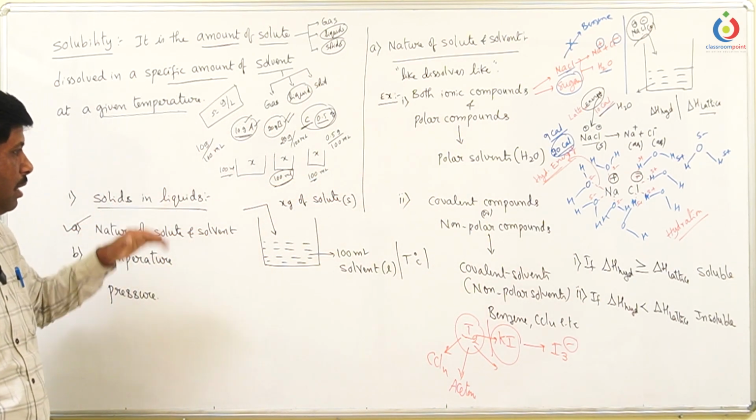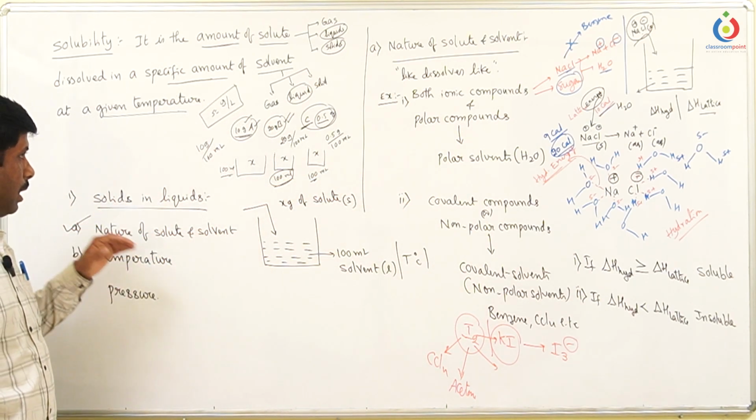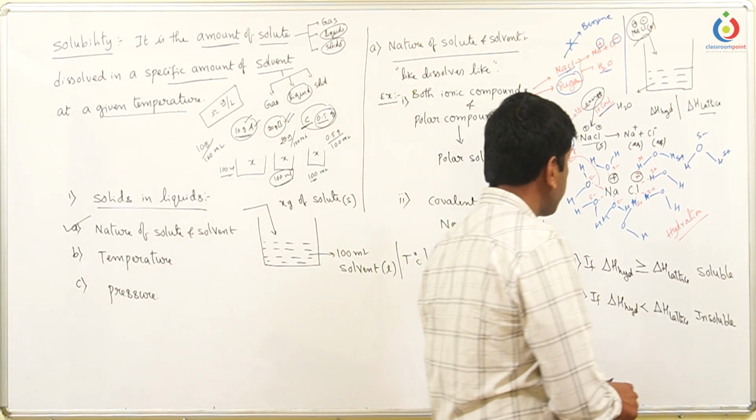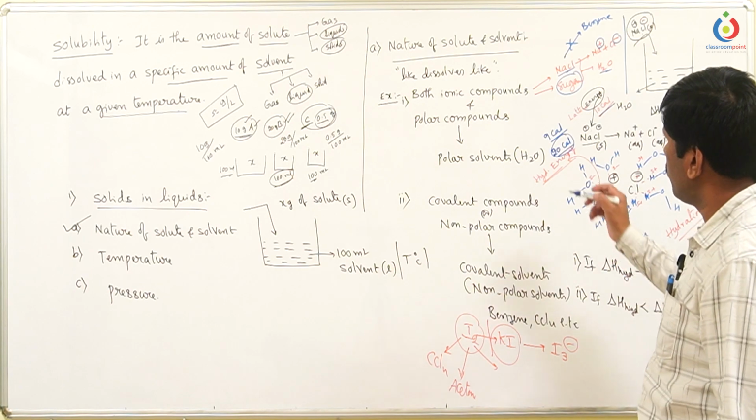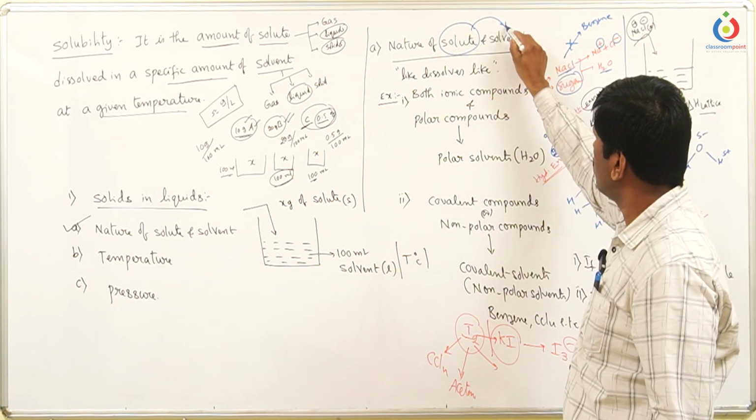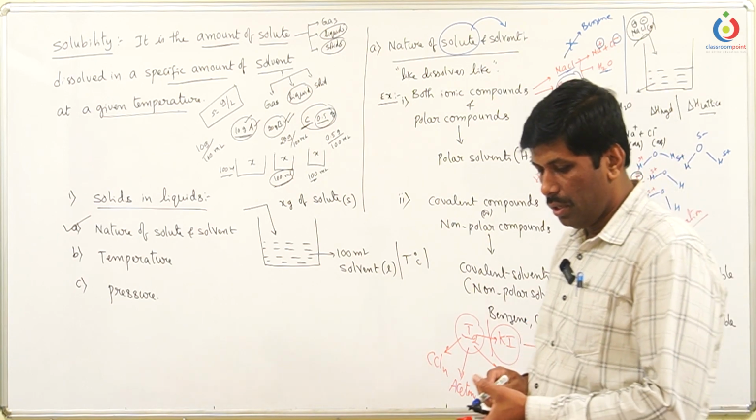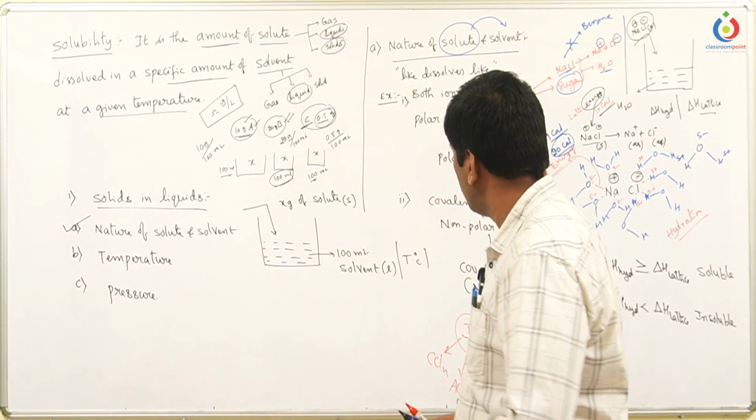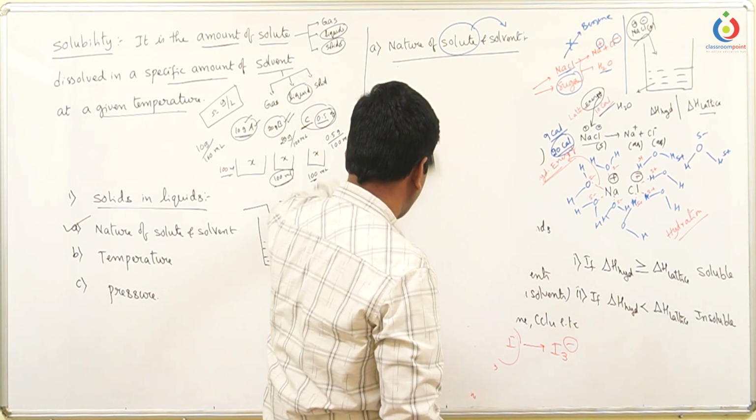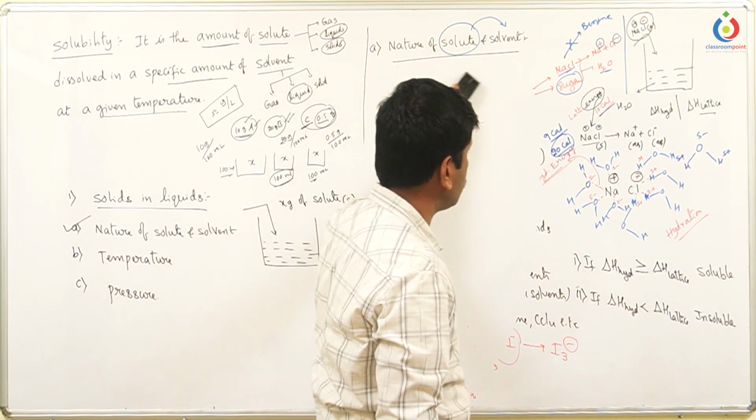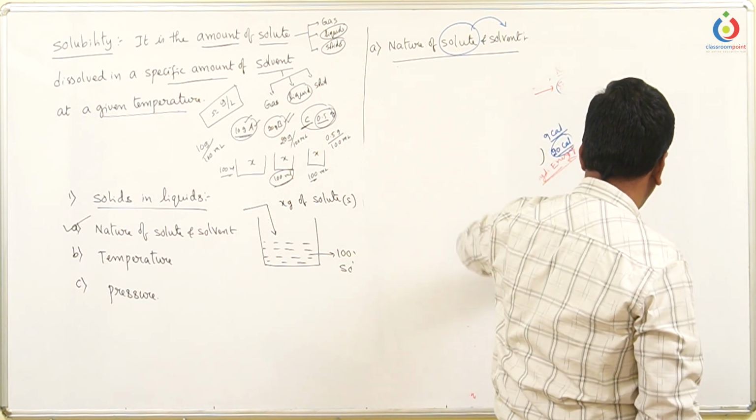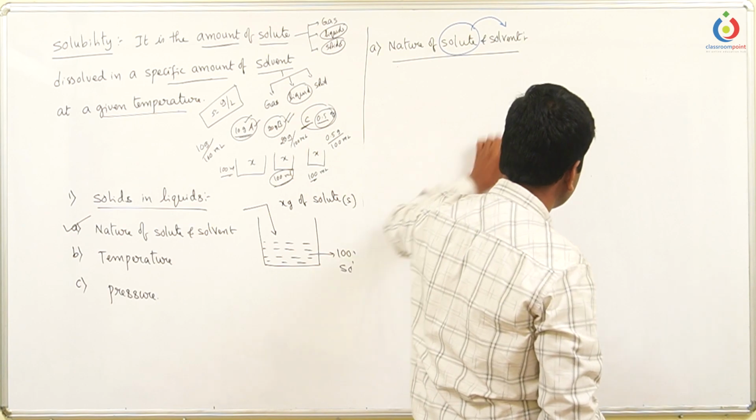So this is how the nature of solute and solvent decides the solubility of solids in liquids. Now let us discuss one more important thing: during the dissolution of a solute in a solvent, how many types of solutions are going to develop? The number of solutions that we are going to get whenever a particular amount of solute is dissolved in a solvent is of 3 types.